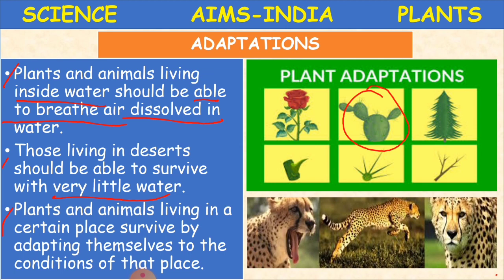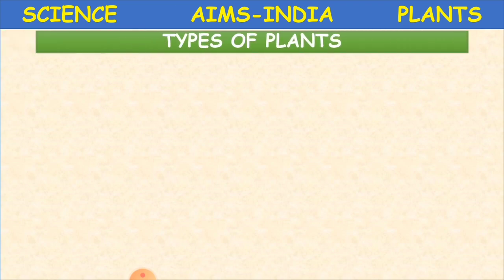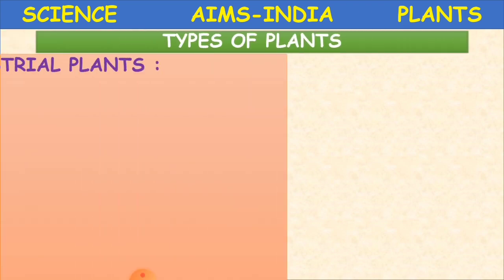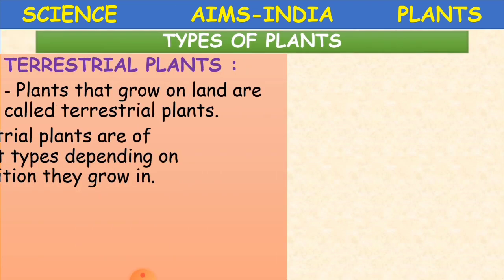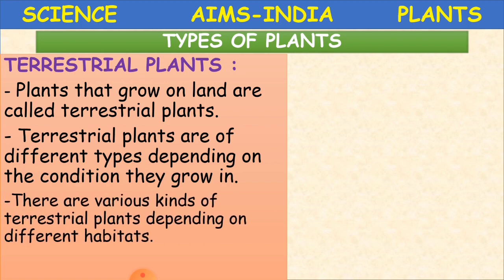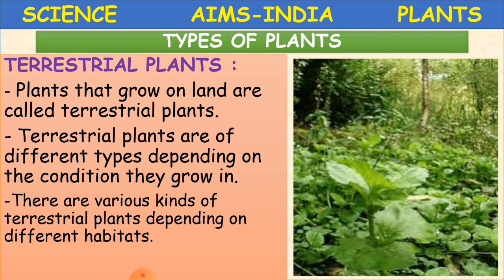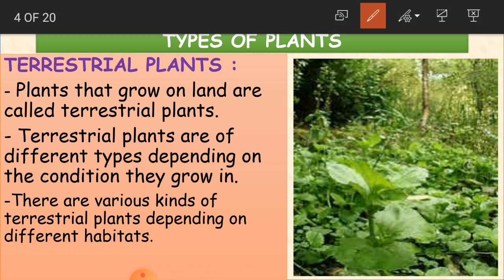Okay, children? Now, what are the types of plants here? We have so many types of plants. We'll learn one by one. The first one is terrestrial plants. What do you mean by terrestrial?